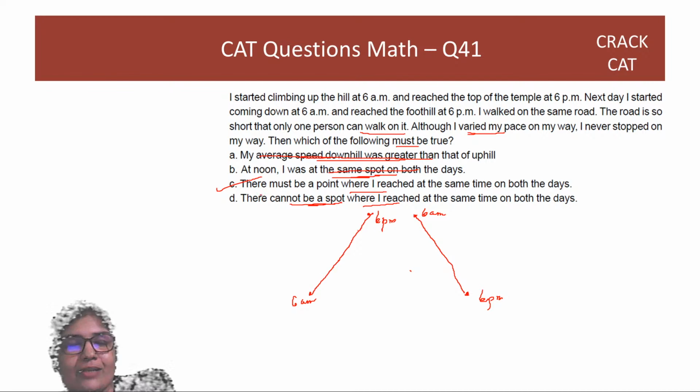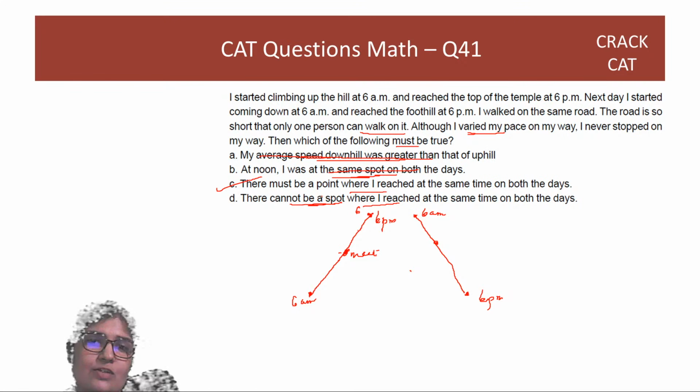But now let us look at the logic why. Let us say that instead of the person climbing down the next day, while he is climbing up, another person is also climbing down. ये भी 6 बजे से शुरू किया है, ये भी 6 बजे से शुरू किया है. Somewhere these two people will meet, no? They have to meet. It's a small narrow road. The spot where they meet is the spot where they were at the same spot at the same time on both the days. So there must be a point, right?